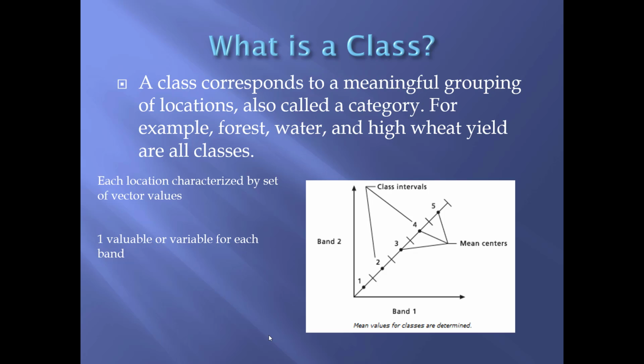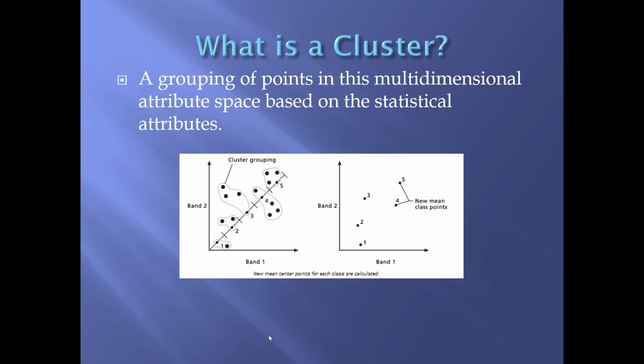So each location is characterized by a set of vector values. There's one variable for each band. This is showing you a comparison between band 1 and band 2, and there are 5 classes that have been grouped into class intervals. The mean values for each class are shown by the dots on the line and numbered 1 through 5. They're also called mean centers.